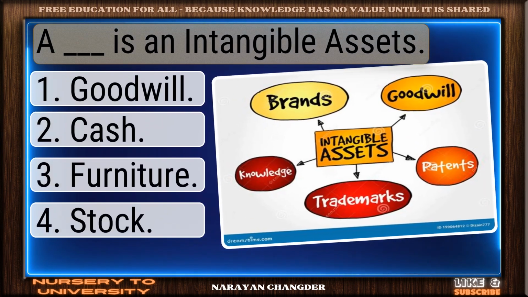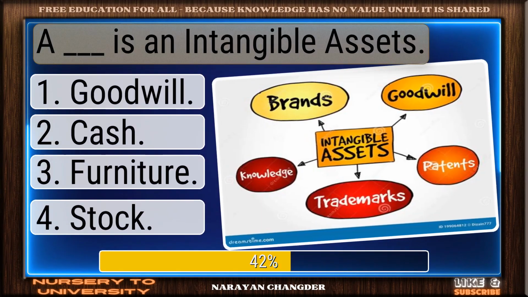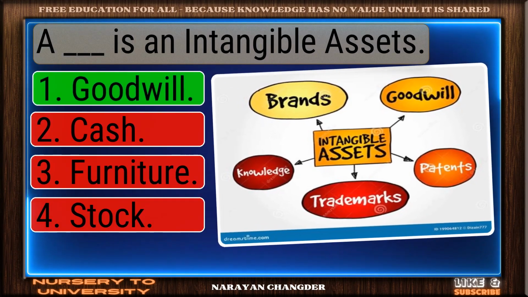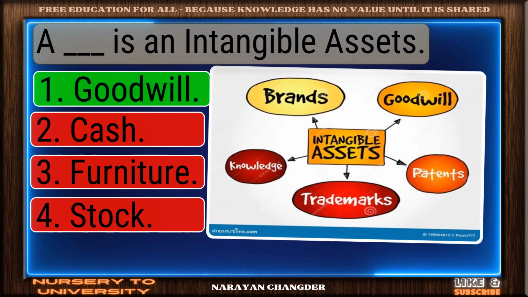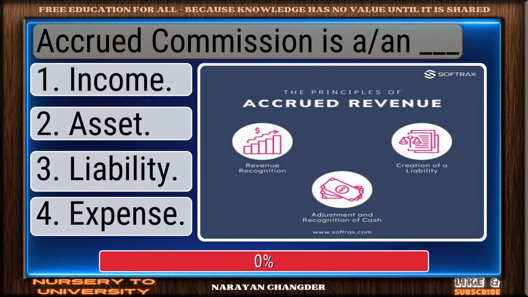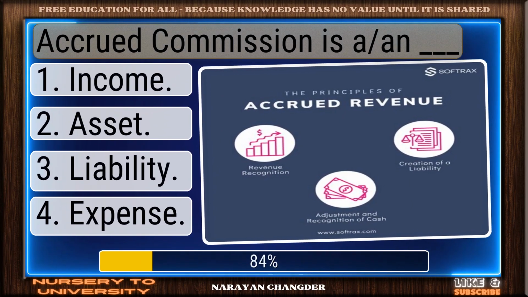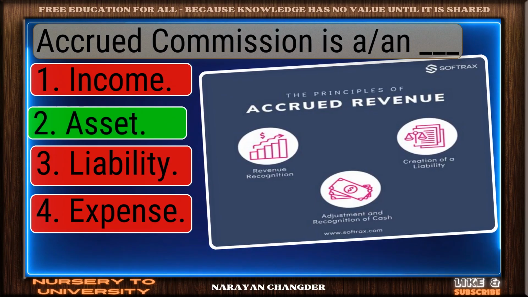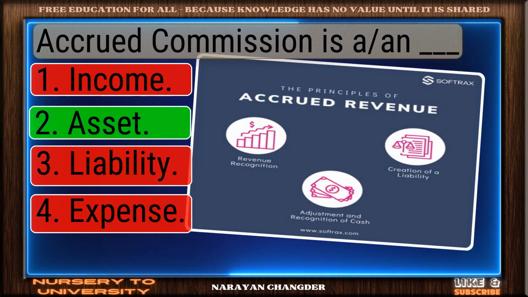A dash is an intangible asset. Perfect. Goodwill is the correct choice. Accrued commission is a dash. Correct response. Asset is the most accurate answer.